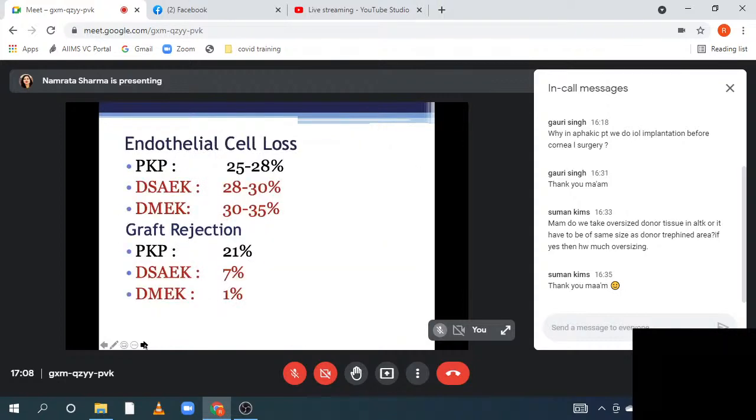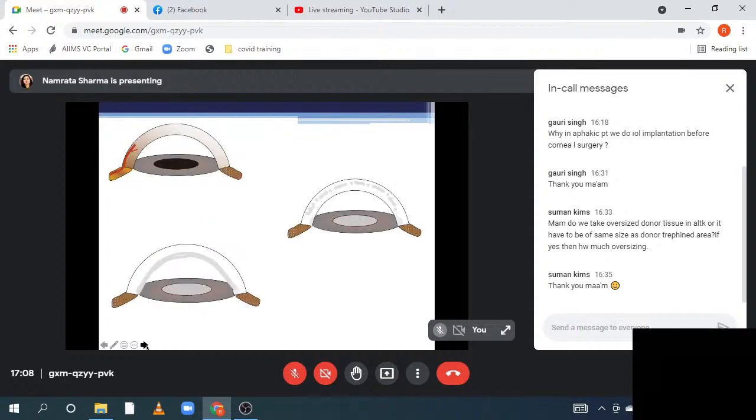This is what I wanted you to know, because this is something that is asked in your exams. PKP could be 21 or 28%. So it's easy to remember, DSEK at 21. This is almost the same, except the DMEK is a little higher. Otherwise, it is 25 to 28%.